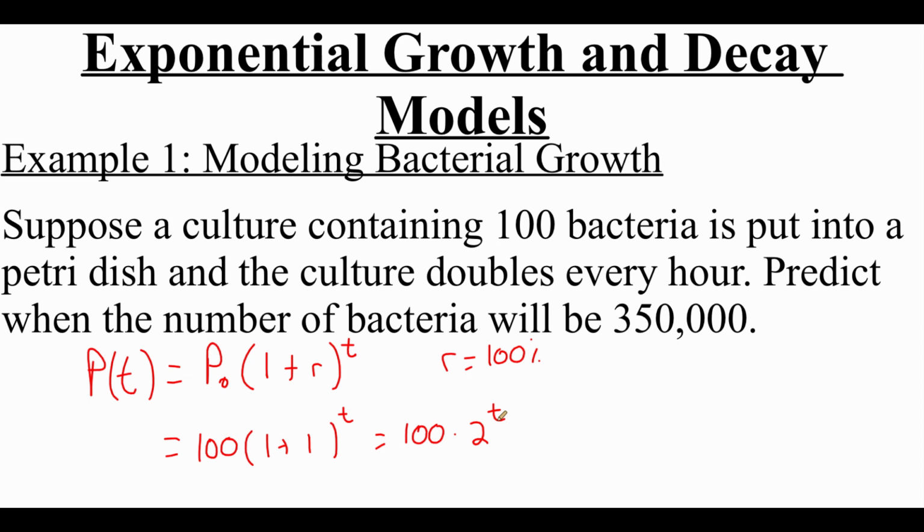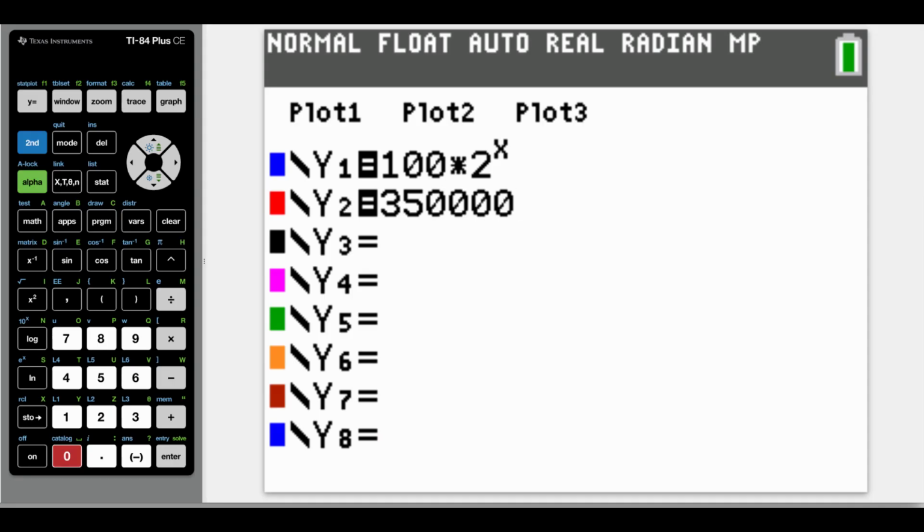Now, if I'm going to try to figure out where my population reaches 350,000, I'm going to use my calculator to help me out. So in my calculator, I've got two equations typed in. I've got my population model, 100 times 2 to the x power, but I'm trying to figure out where this population is going to reach 350,000. So I have that typed in as my second equation.